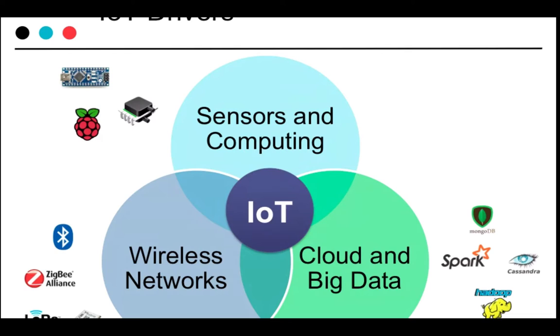And of course, the cloud and big data. As I mentioned, these are going to be creating gobs and gobs of data, and now we have the tools to manage this data and generate some intelligence out of it, which we could not have done even 5 years ago.